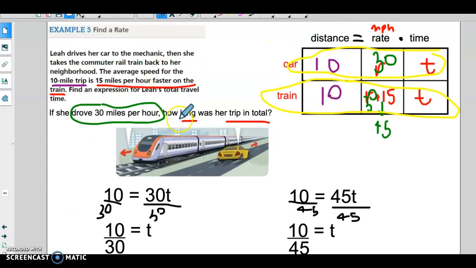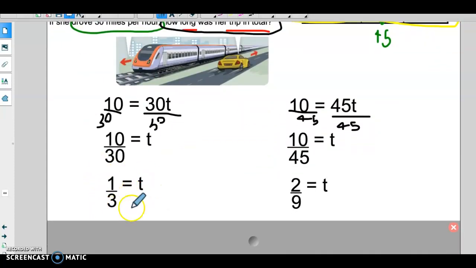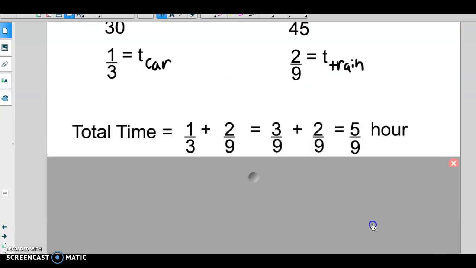The question was, how long was the total trip? So what do I need to do to answer this question? If this is the time I was on the car, this is the t sub car, and this is the time I was on the train, how am I going to find the total time? Is by adding them, right? I need to add these two fractions. So I'm going to find my total time by adding 1/3 plus 2/9. In order to add two fractions, I need a common denominator, so I'm going to multiply this by 3. And this is how it ties into this section because we're adding fractions. So 1/3 times 3 on the numerator and the denominator gives me 3/9 plus 2/9 is 5/9 of an hour.